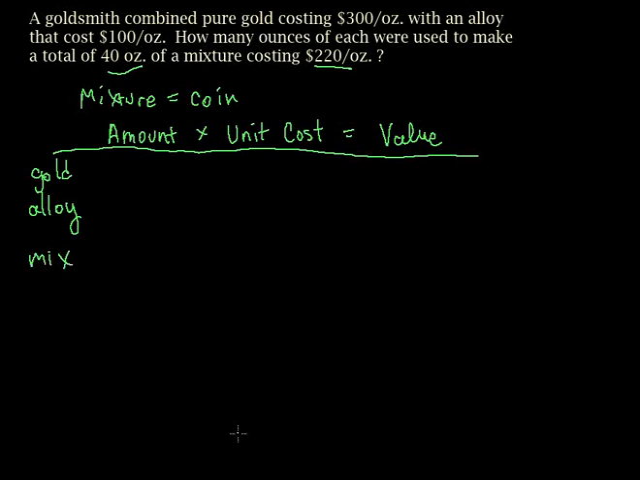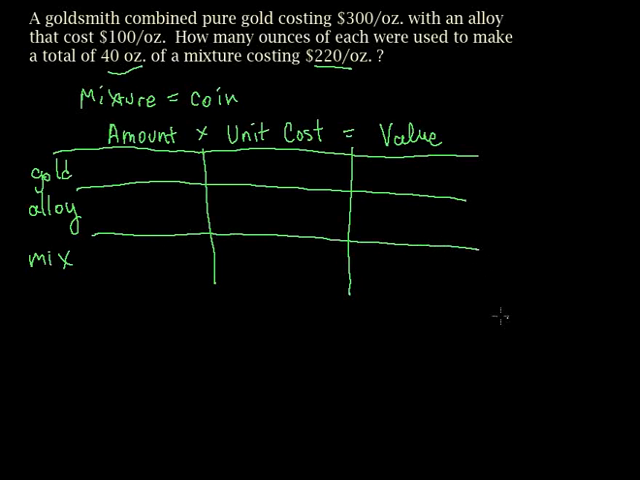All right. Now let's fill in what we have. It's sort of a 3x3 table, right? Where anything in the first column times anything in the second column is going to equal the value in the third column. So let's fill in the information that we have. We know that the gold costs $300 an ounce, right? That's its unit cost. 1 ounce of gold, $300. 2 ounces would be $600. The alloy costs $100 an ounce, and the mixture that we make is going to cost $220. Right, so that's what we're given as far as the unit costs.